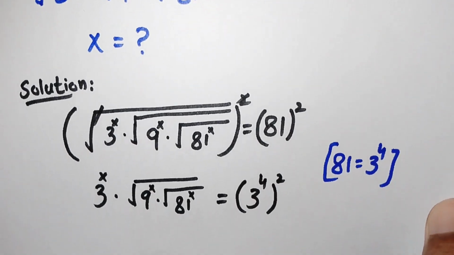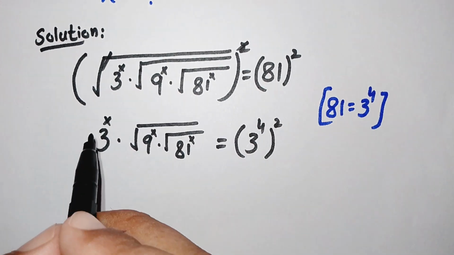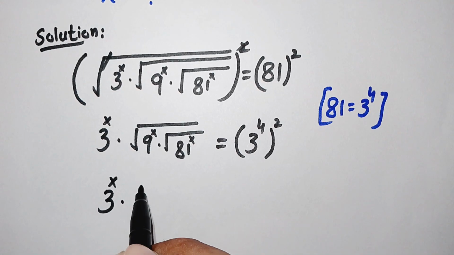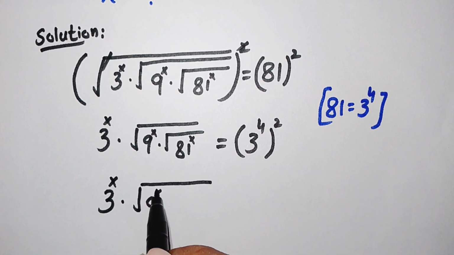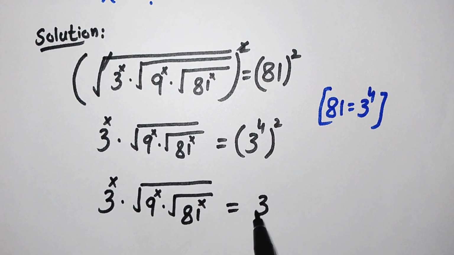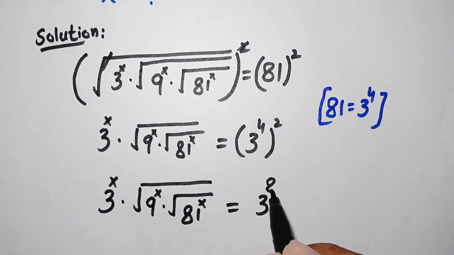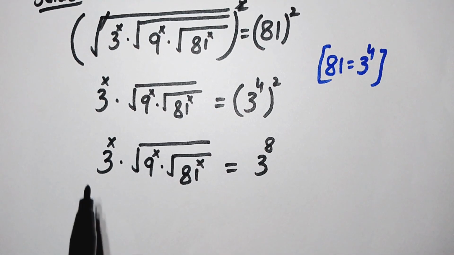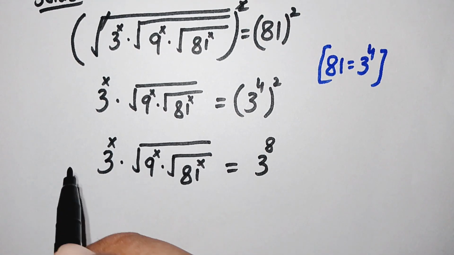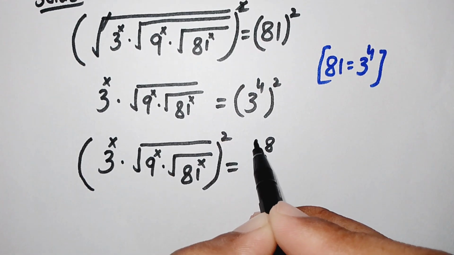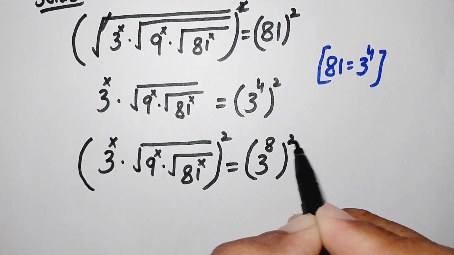Now in the next step, here 3 to the power of x times square root of 9 to the power of x times under square root of 81 to the power of x, which is equal to 3 to the power of 4 times 2, this is equal to 8. Now to solve this interesting question, here we have to take square again at both sides. So this side becomes square and also this side becomes square.